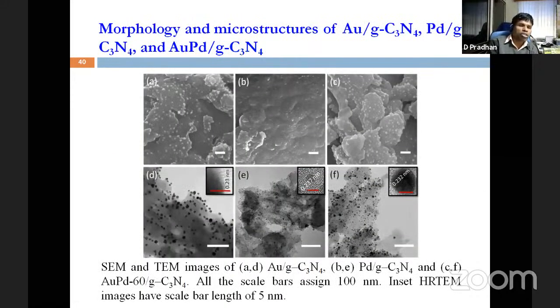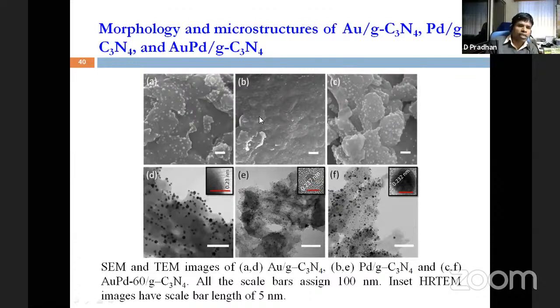Here is the morphology of the sample. What you see at the top is just the scanning electron microscope photographs. As you see, the bright dots are nothing but these metal particles, either gold or palladium, or gold palladium alloy. Certainly palladium particles are quite small, less than 5 nanometers, and in the alloy cases it is also quite small, and they are well decorated on g-C3N4. These globular particles in the background are g-C3N4.